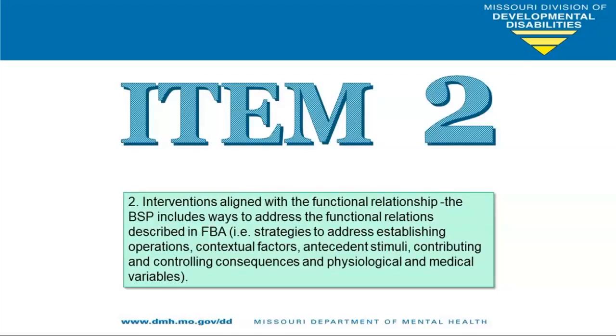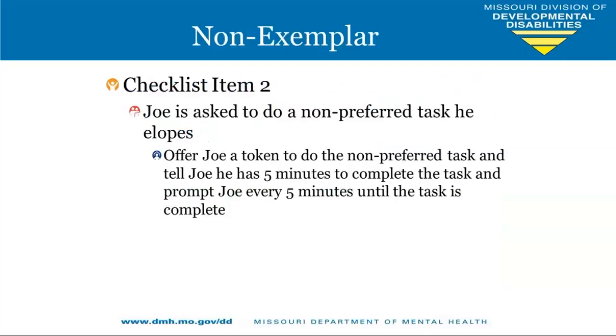So our non-exemplar is Joe is asked to do a non-preferred task, and he elopes. So the strategy that would be outlined in a plan may say, offer Joe a token to do a non-preferred task and tell Joe he has 5 minutes to complete the task, and prompt Joe every 5 minutes until the task is complete.